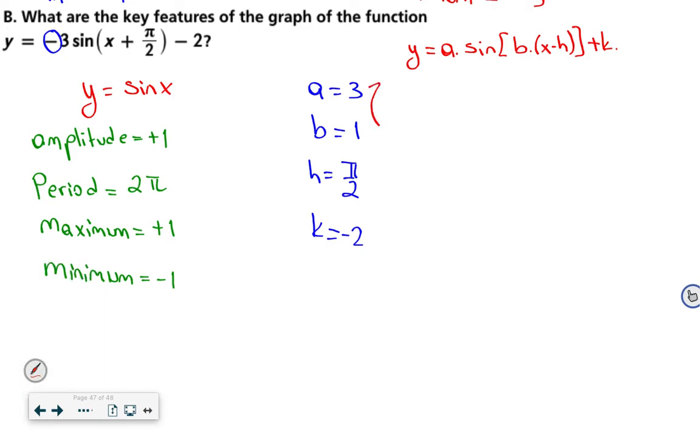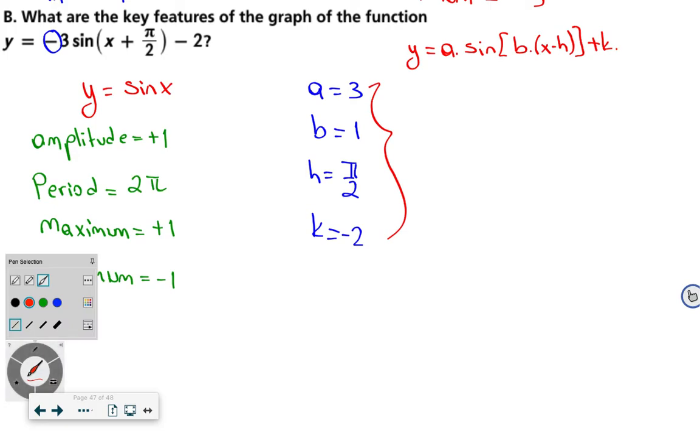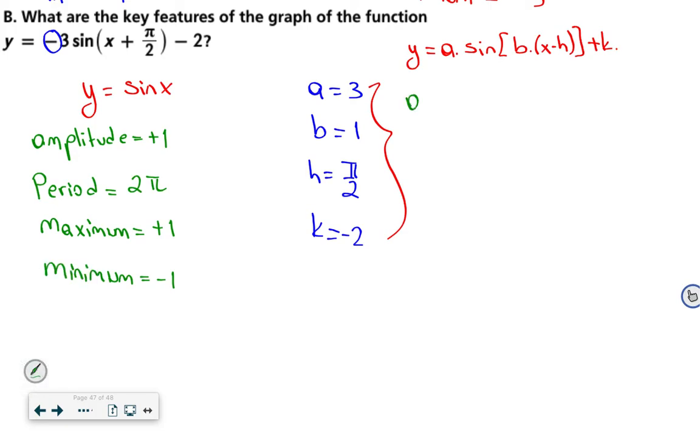According to this, the amplitude is going to become +3. The period is not going to change because b is equal to 1. So 2 pi is going to be your period.